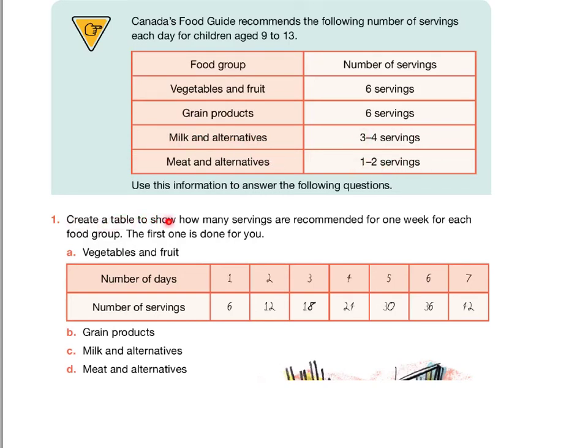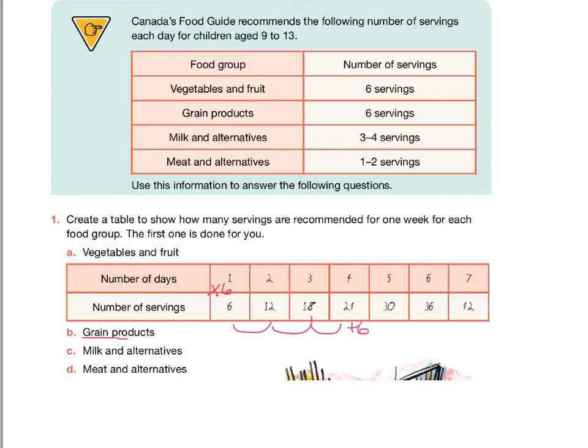So we are now going to create a table to show how many servings are recommended for 1 week for each food group. The first one is done for you. So vegetables, 1 week. First day we need 6, 2 days we need 12, 3 days we need 18, 4 days we need 24, 5 days we need 30. And what you're seeing happening here, depending on which way you're looking at it, number of days to number of servings, we are in fact multiplying by 6 here. If you are going from number of servings to number of servings, we are adding 6.